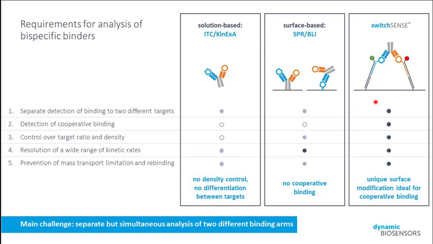Now, unique to our switchSENSE biosensor is the ability to very accurately engineer or tailor the surface in order to generate surfaces not only of one target and two targets, but also targets in variable different ratios and densities. So understand that, please, as the relative abundance of two different targets on the same surface.